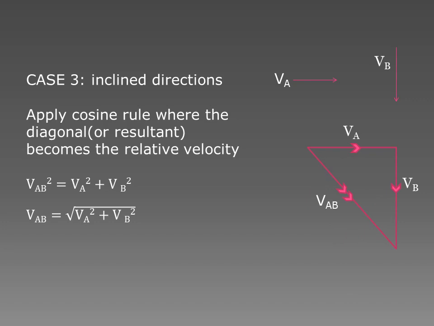That the triangle of vectors has to be completed, and we usually apply the cosine rule, but you know the Pythagoras theorem is a version of cosine rule where the angle of inclination is 90 degrees. So for our diagram, velocity of A relative to B by Pythagoras theorem becomes VAB squared equals VA squared plus VB squared. Then VAB becomes equal to square root of VA squared plus VB squared. Let's consider some solved problems.